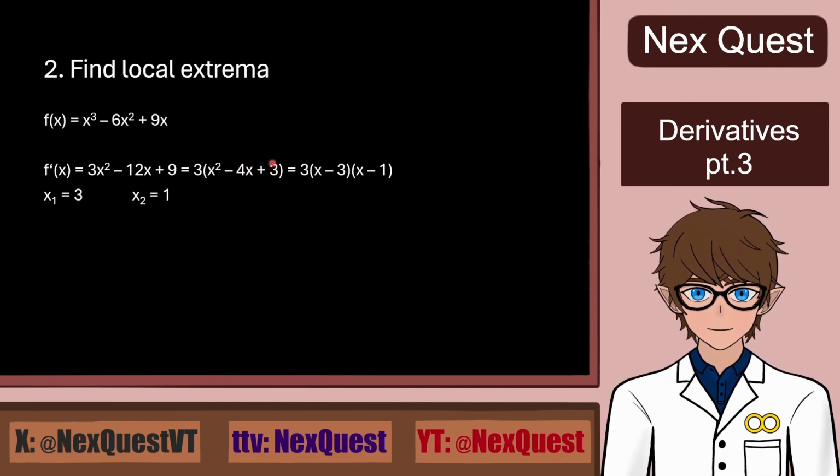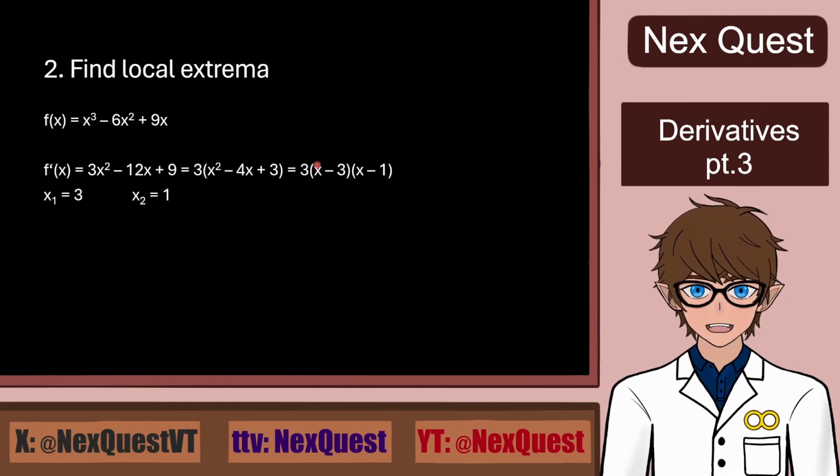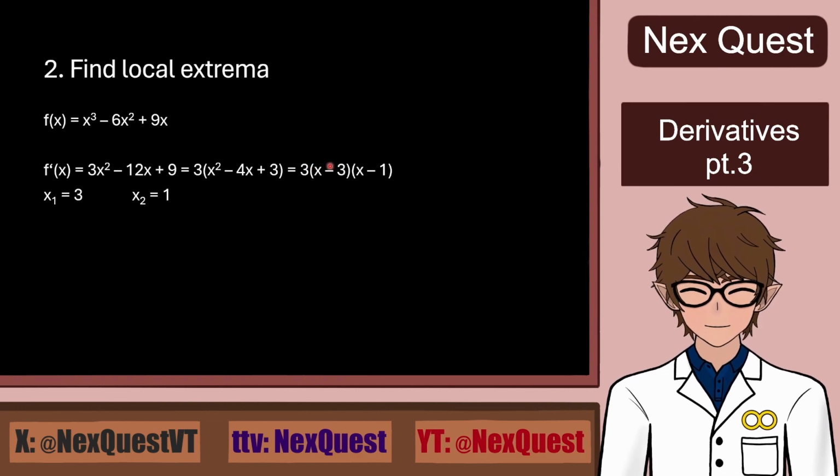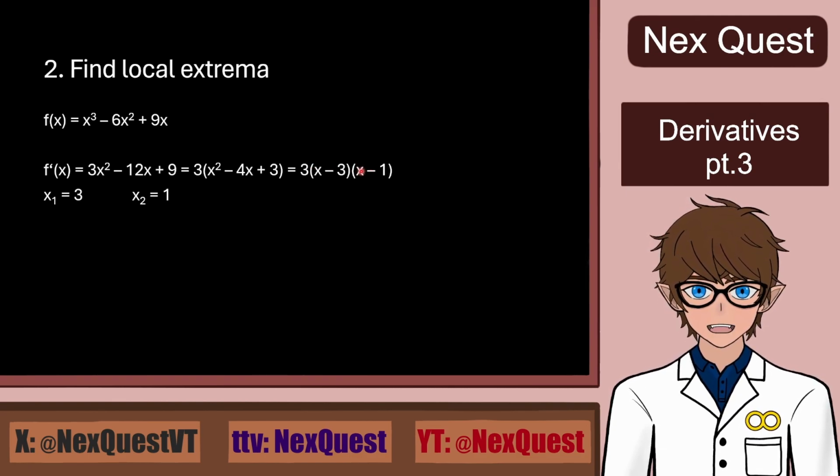No, that's not the one. I know there's a word for this, I forgot it. Anyway, we find the zeros. Sorry, x1 is at x equals 3, and x2 is at x equals 1.